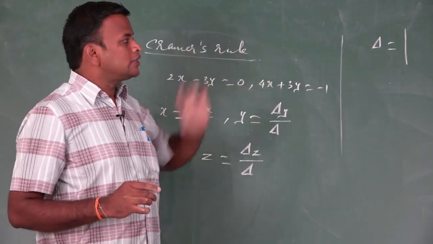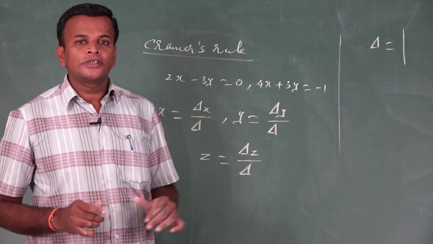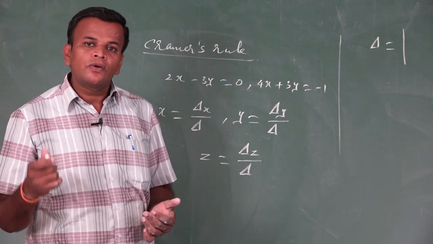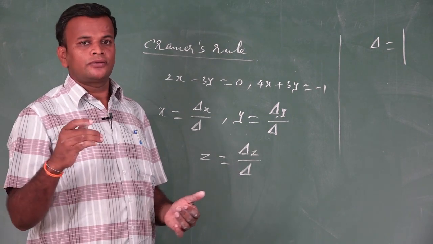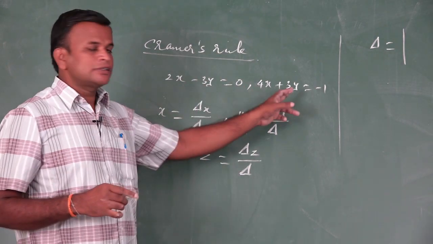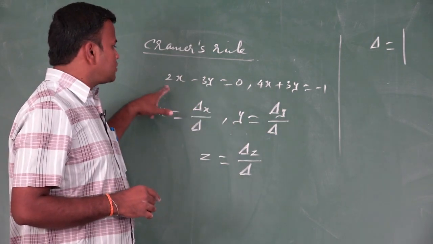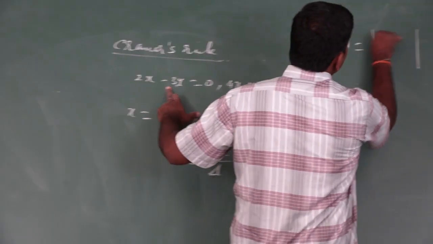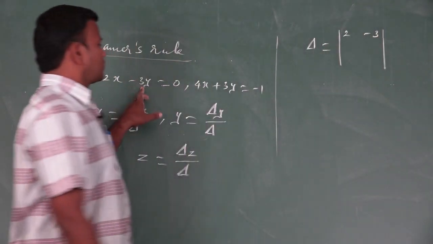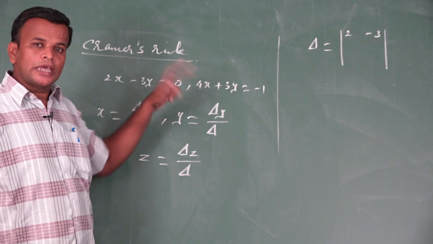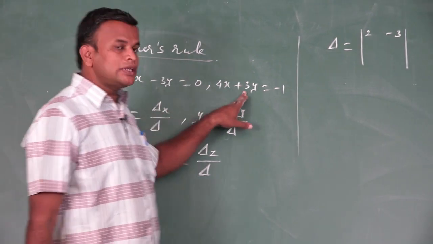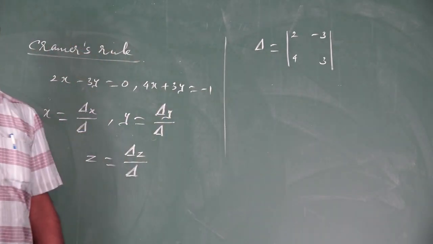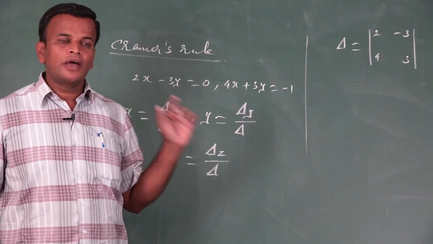The value of del is nothing but the coefficients of x and y in the first equation in the first row, and the coefficients of x and y in the second equation in the second row. In this question, what are the coefficients of x and y in the first equation? 2, minus 3. They lie in the first row. And the coefficients of x and y in the second equation are 4, 3. They lie in the second row.